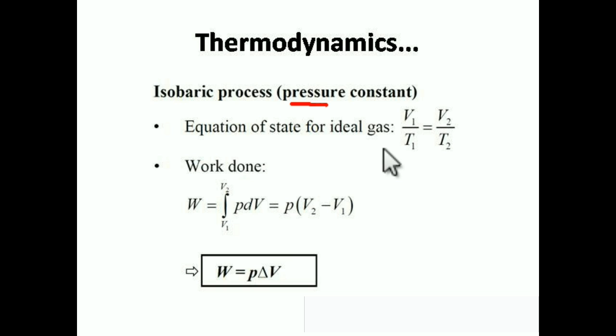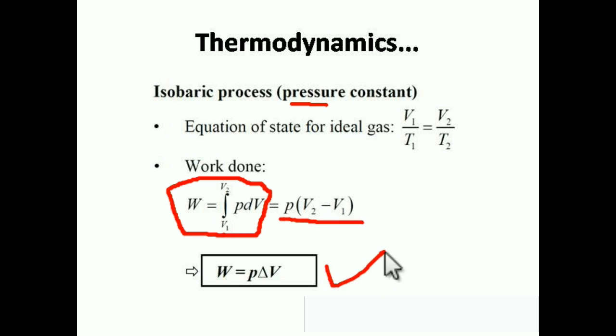Now work done. The basic formula of work done is the integration of P dV from V1 to V2. This is the very basic formula of work done. You can apply this formula to any process and it gives the correct answer. Here P is constant, so integrating dV gives V from V1 to V2, so P(V2 − V1) is the work done. So W = PΔV for the isobaric, that is constant pressure, process.